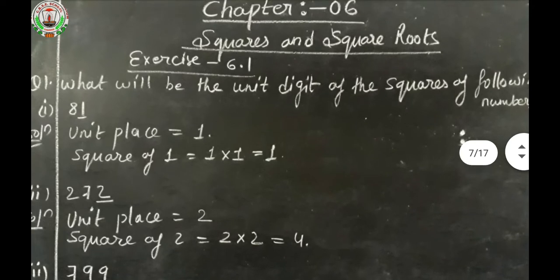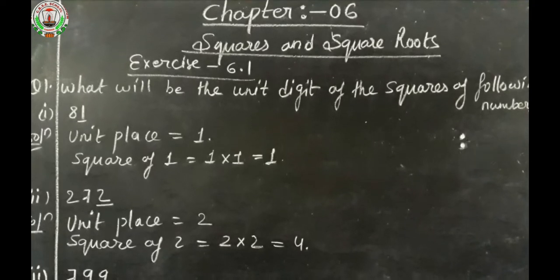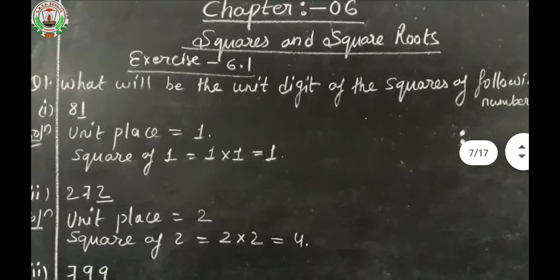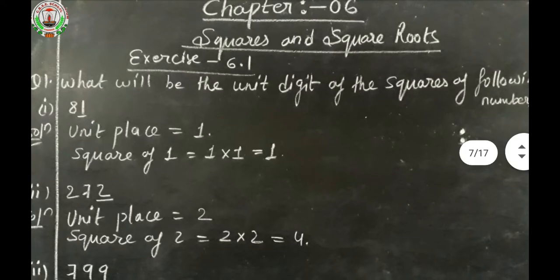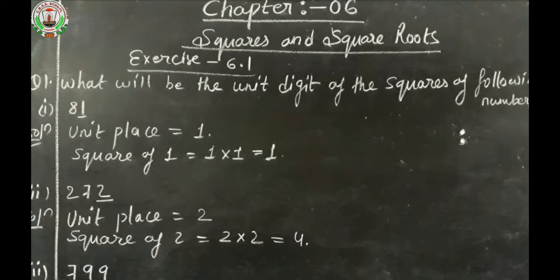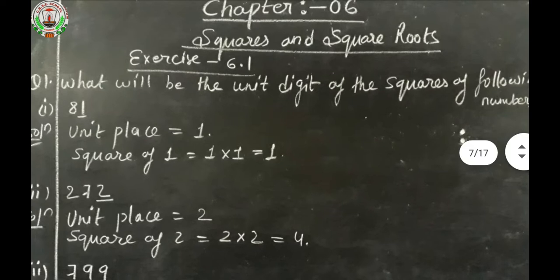So here is exercise 6.1. First question: what will be the unit digit of the square of the following number? Unit digit is asked, isn't it? So first question, A part is 81. What is the unit place? Unit means ones place. Ones place of 81 is 1, isn't it? So the square of 1 is how much? 1 into 1 is equal to 1 itself.